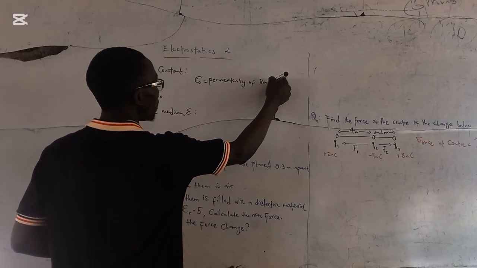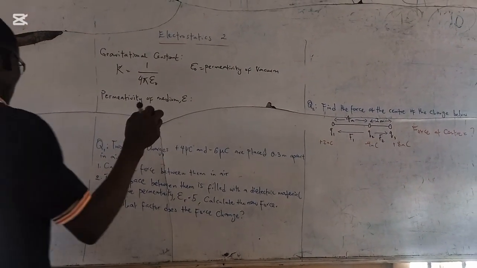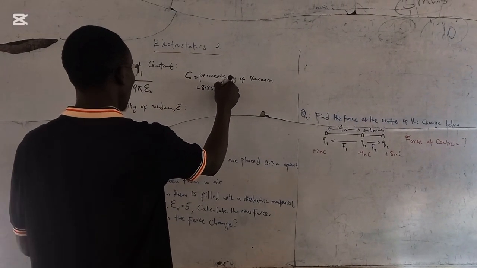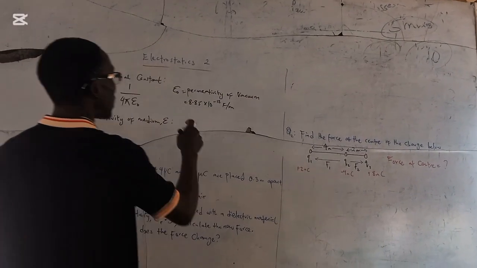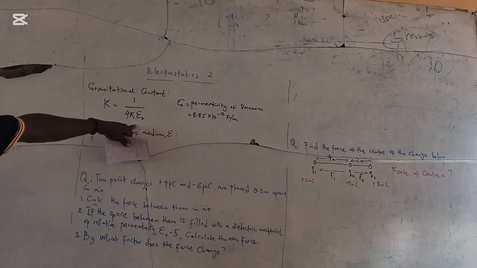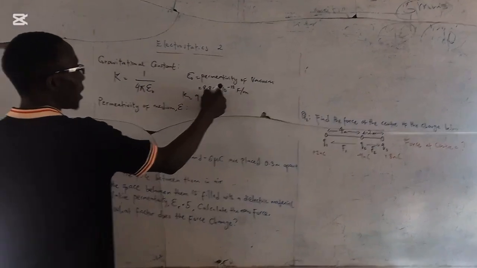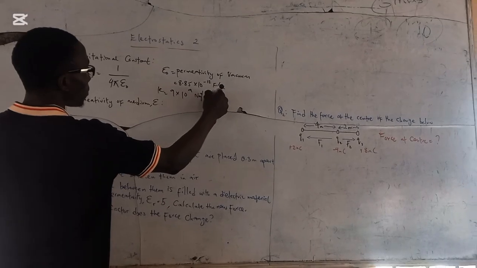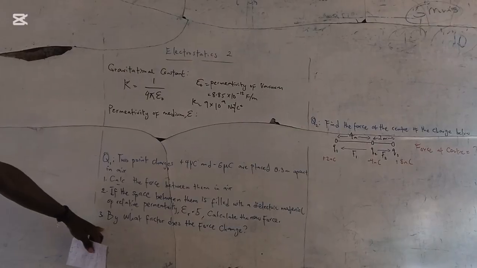Permittivity of free space, we either say free space or vacuum, is 8.85 times 10 raised to the power minus 12. So that is the permittivity of vacuum. If you put this in and calculate it on your calculator, you will still get your K as 9 times 10 raised to the power 9. So this is going to be useful when we are solving this question.